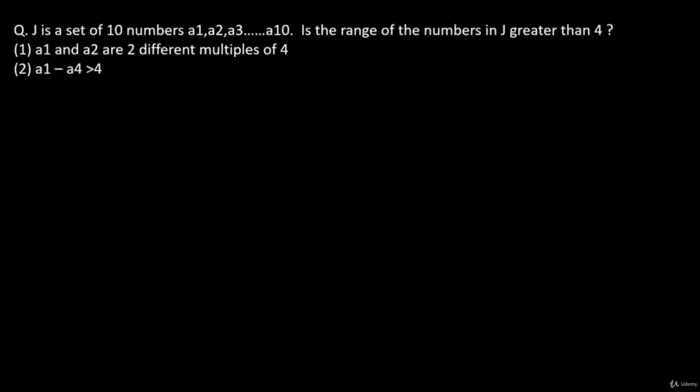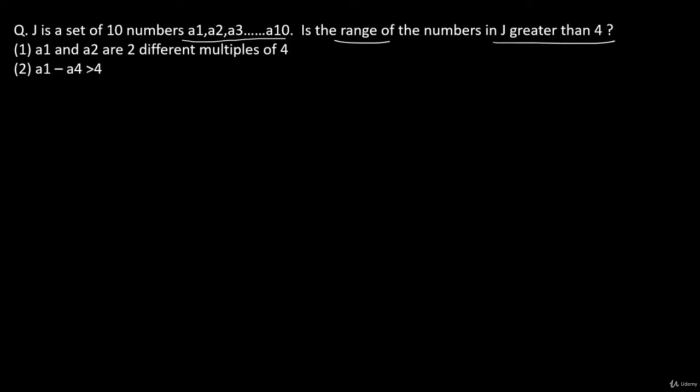Let's do this question. J is a set of 10 numbers A1, A2, A3, up to A10. Is the range of the numbers in J greater than 4? Statement 1 says A1 and A2 are two different multiples of 4, and statement 2 says A1 minus A4 is greater than 4. Pause the video, give it a try, and then let's do it together.